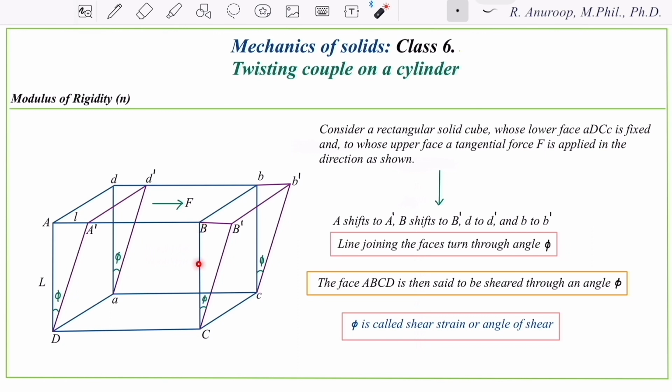That is, the face ABCD is changed to DA dash B dash C. The face ABCD is sheared through an angle phi to a new position A dash B dash C D. Therefore, this phi is called shear strain or angle of shear.